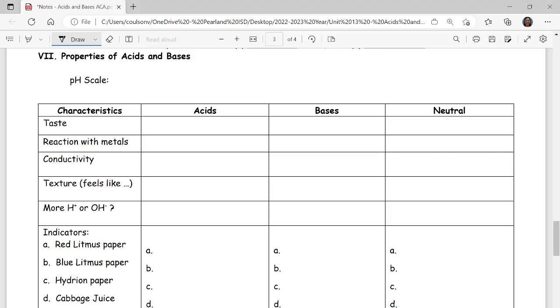So we're going to start with the pH scale on this page. It says properties of acids and bases, and the pH scale will go from 0 to 14. And then halfway between 0 and 14 is going to be a 7.